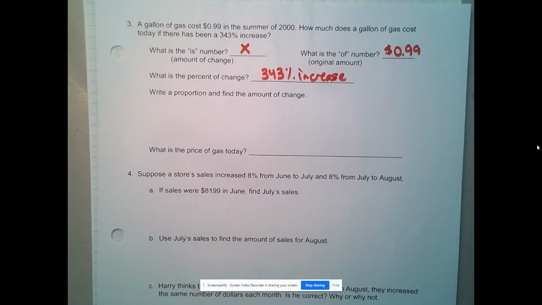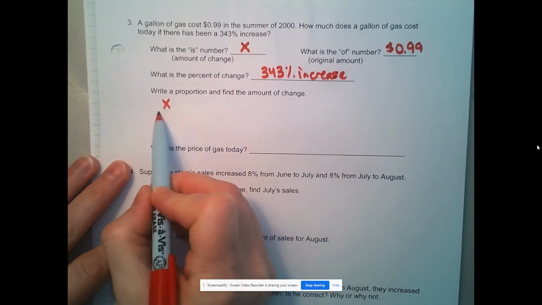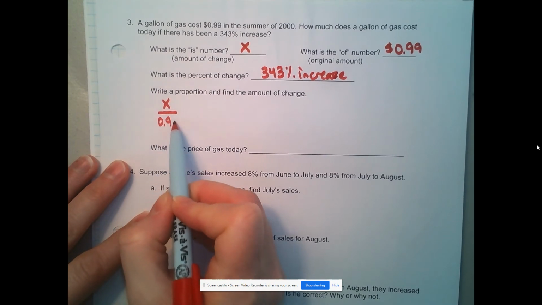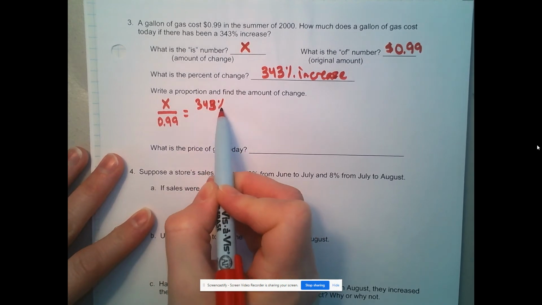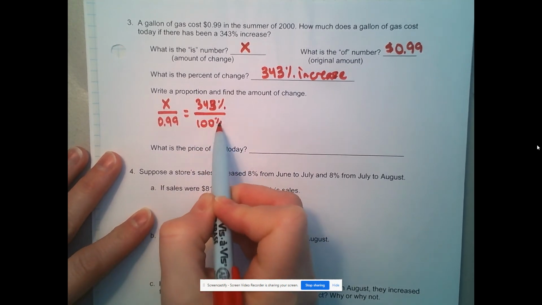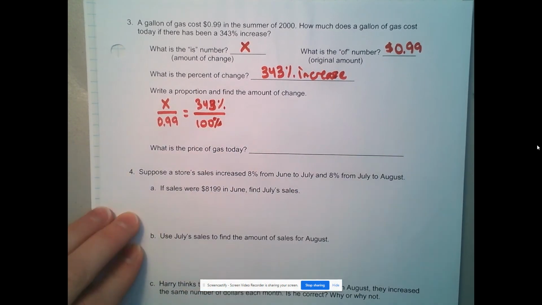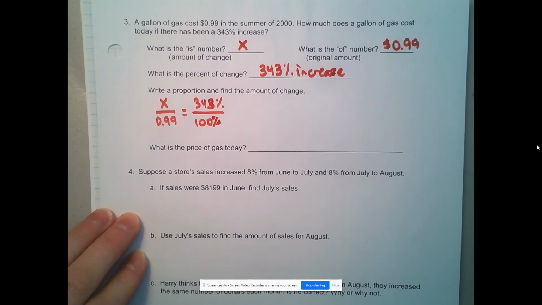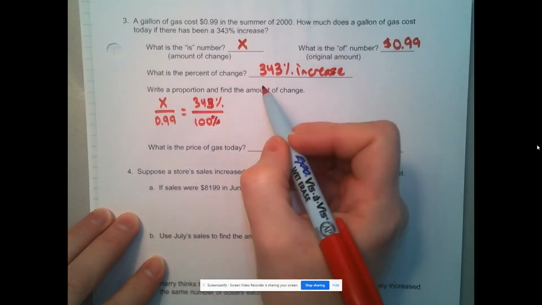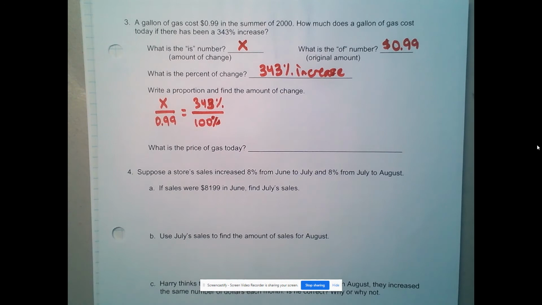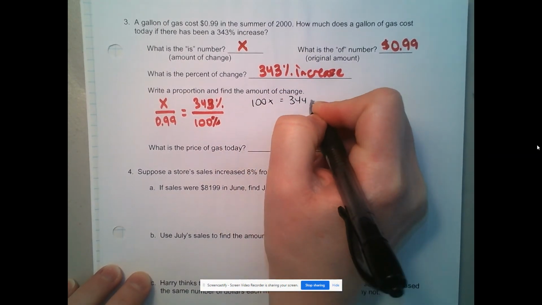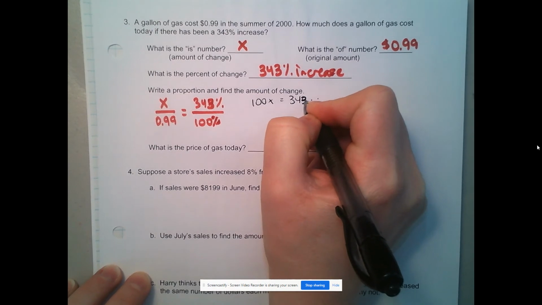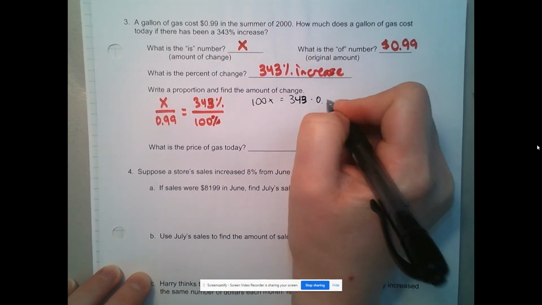Write a proportion and find the amount of change. So I'm going to say X, the is number that I don't know, over the 99 cents equals a 343% increase over 100%. Now we can have a percent that's greater than 100. That just means it went up by a lot. So we're going to say 100 times X equals 343 times the 99 cents.